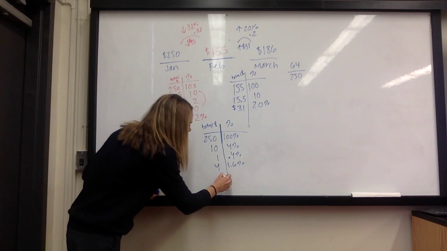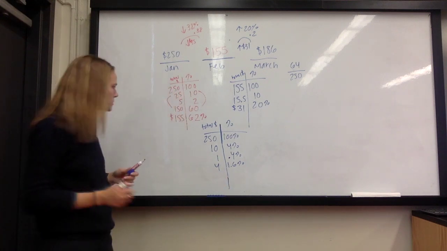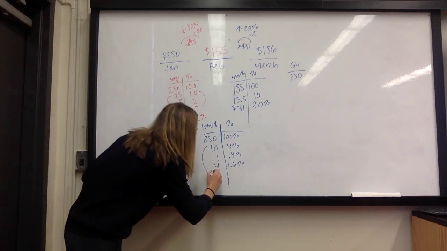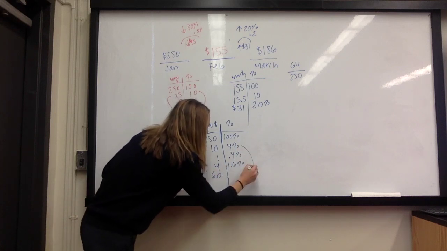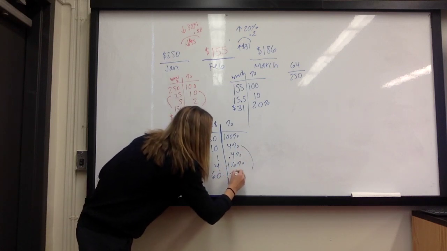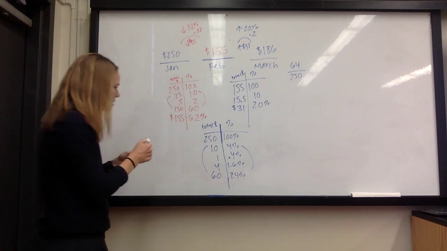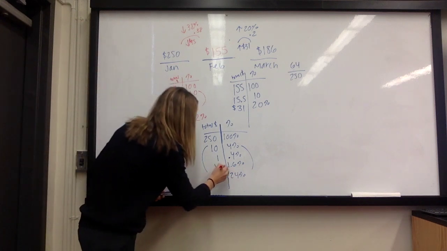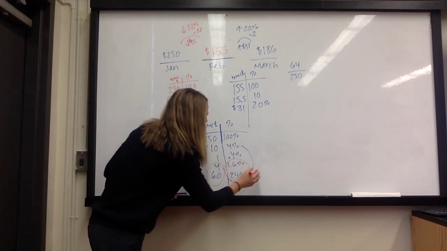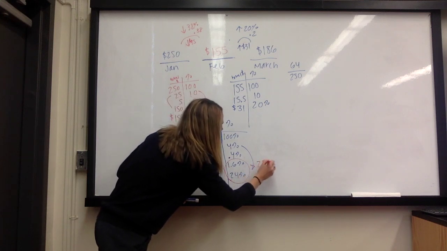Now I have the easy part left, which is to get up to 60. So I'm going to multiply by 6 on both sides over here, and that's going to get me up to 24%. Now all I have to do is add my 24 plus my 1.6%, which is going to get me to 25.